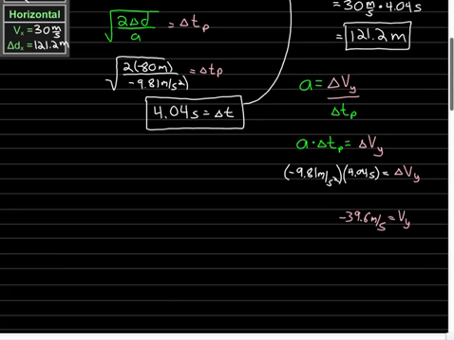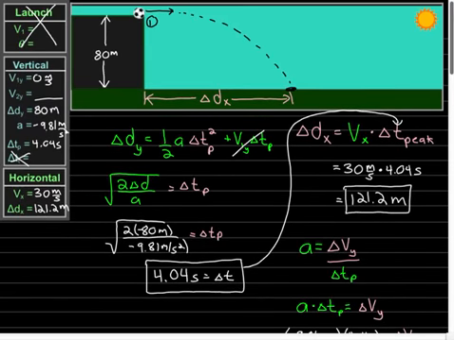And since we know it started at 0 vertical velocity, we now know the final velocity is negative 39.6 meters per second. And that's that. There it is. All the elements of a half projectile motion problem.